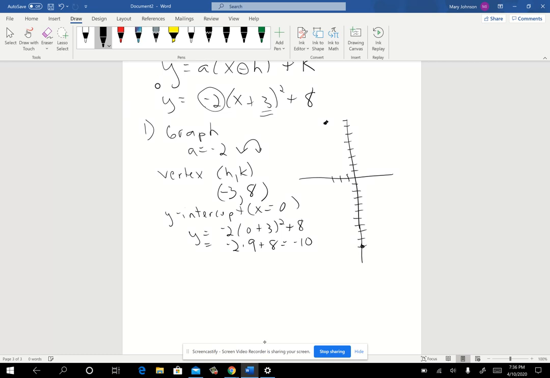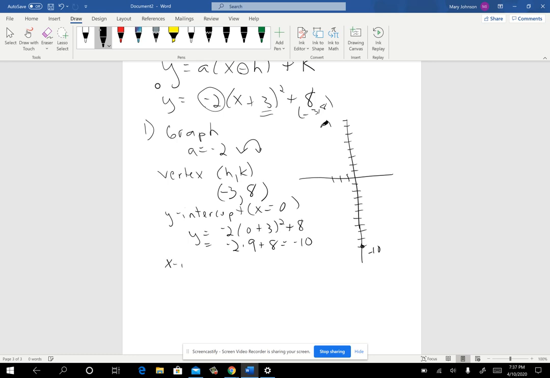So that tells you this is going to cross down here at -10. 1, 2, 3, 4, 5, 6, 7, 8, 9, 10. So it crosses the y-axis down here at -10. That would be the point (0, -10). Let me fix that. Then you know the vertex is (-3, 8), so that's where it's going to be, and you know it opens down. You just don't know how wide to make it. So that's where we can take advantage of knowing the y-intercept. Now we get a sense of how wide it's going to be.